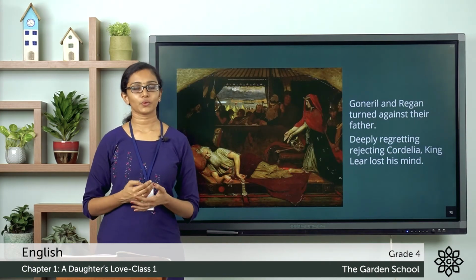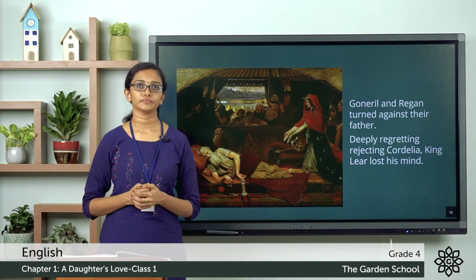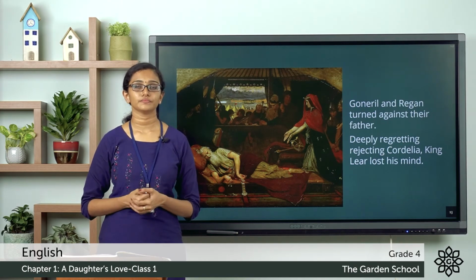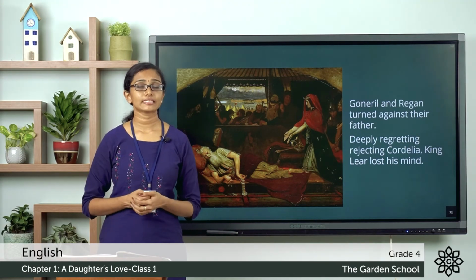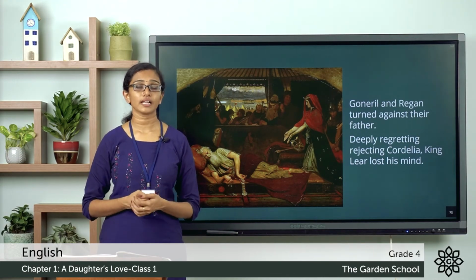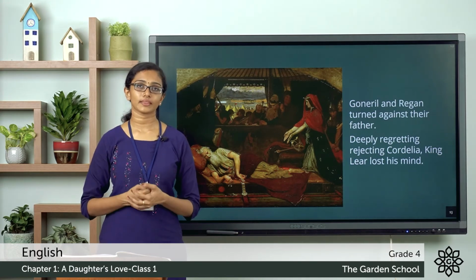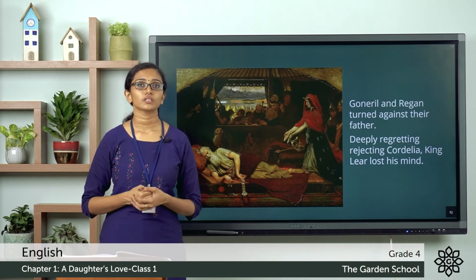So once they won the fortune, Goneril and Regan started to show their true colors. They did not love their father from the heart. They were not taking care of their father properly. They were both very cruel and selfish, so King Lear felt that begging on the streets was much better than staying with them. And he started regretting that he disowned Cordelia.